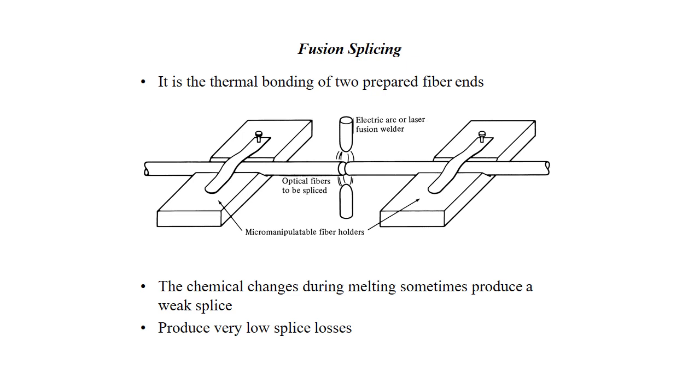The butt joint is then heated with an electric arc or laser pulse so that the ends are momentarily melted and bonded together. This technique can produce very low splice losses, with an average of less than 0.06 decibel.